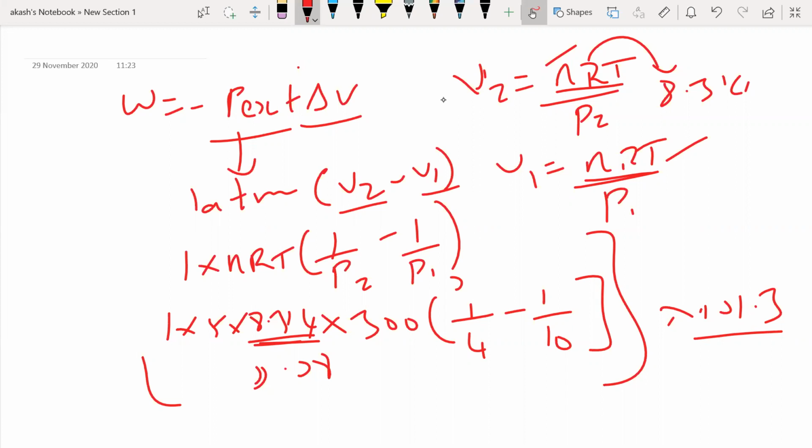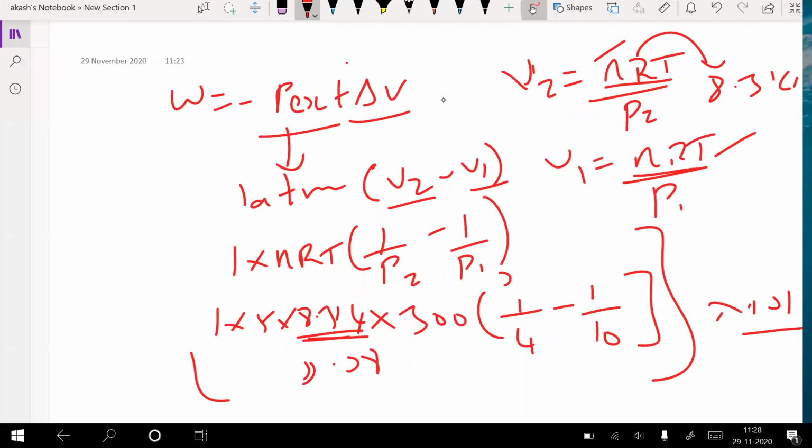Oh, wait. Sorry, 5 into 8 is 40. 40 into 1000 is 12,000. So 12,000 into 0.1 will be around 1,200 will be the answer. Approximately, I'm very approximately telling, guys, right? So it will be around 1,200, something like that. Okay, cool. No issues. Now we'll go for the next question.